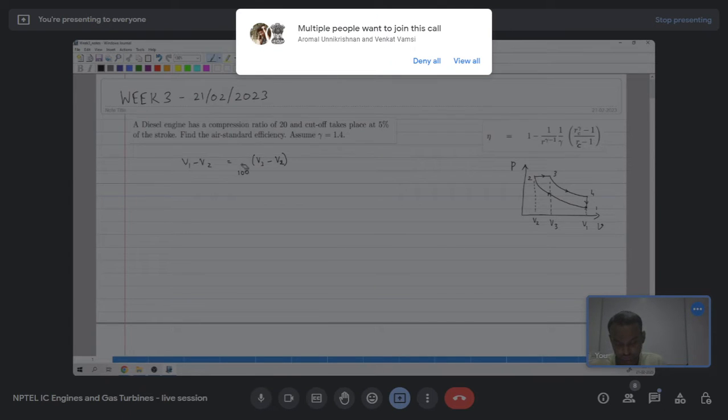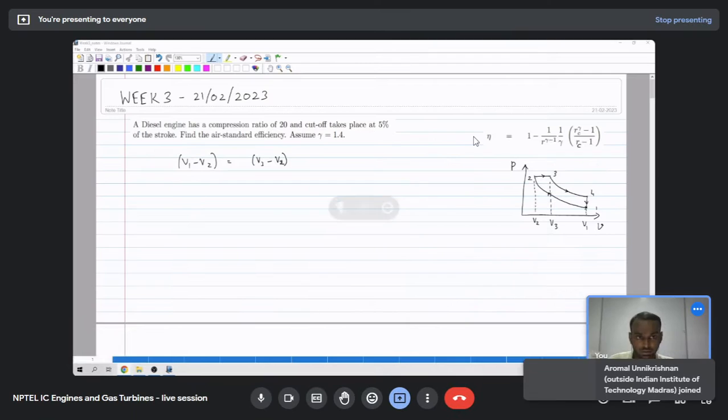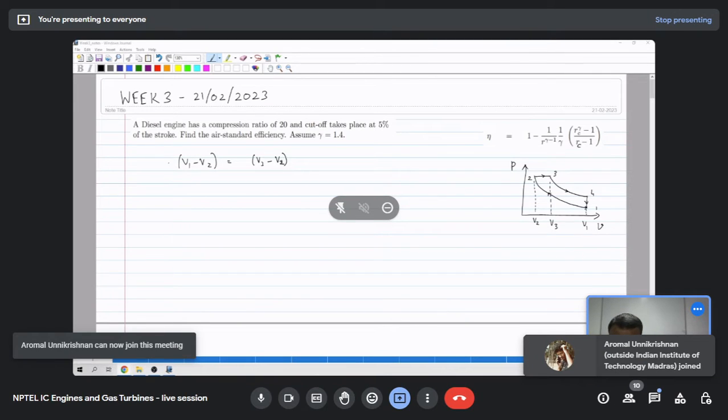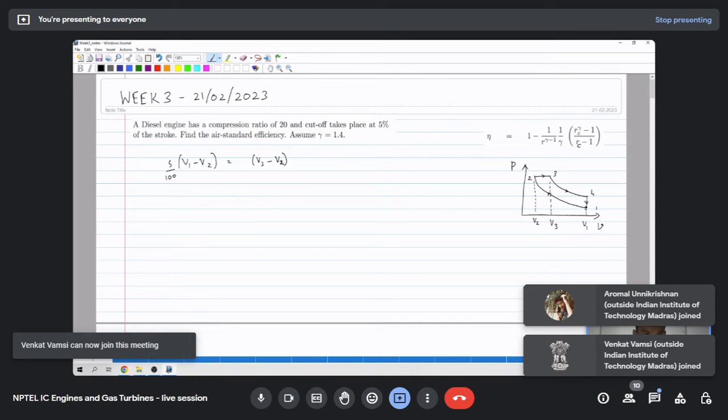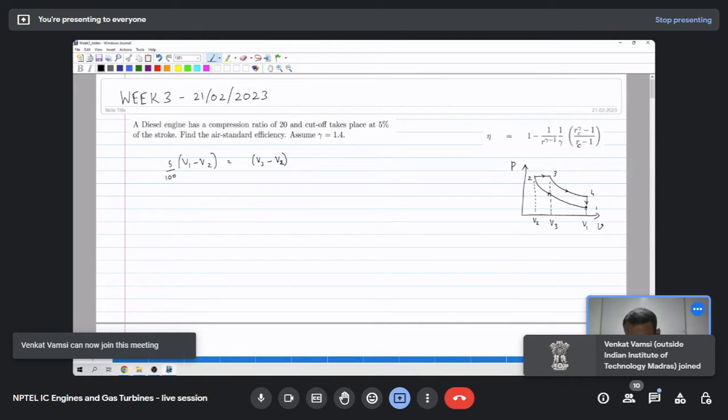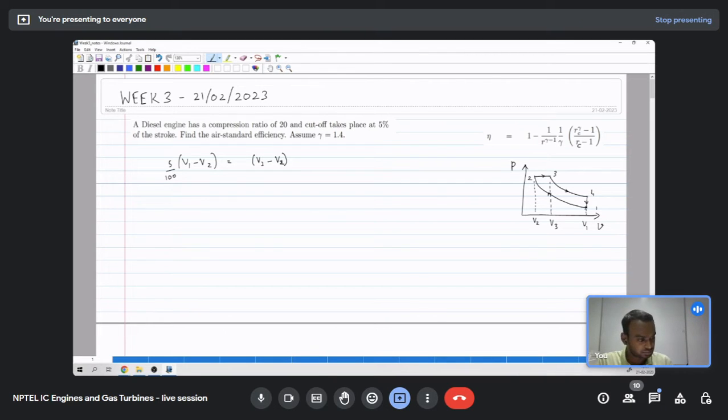We have 5% of the stroke as cutoff volume. Now we can calculate the cutoff ratio rc, which is V3 by V2, and here the compression ratio r is given by V1 by V2.